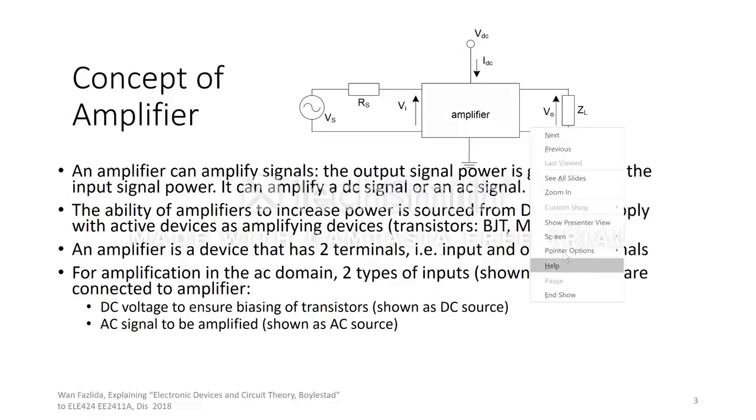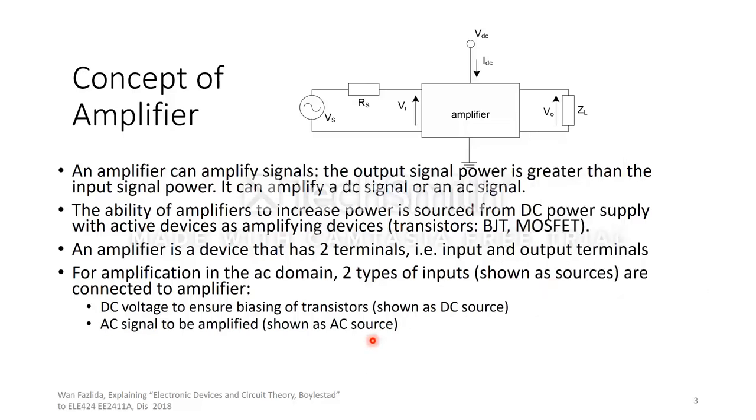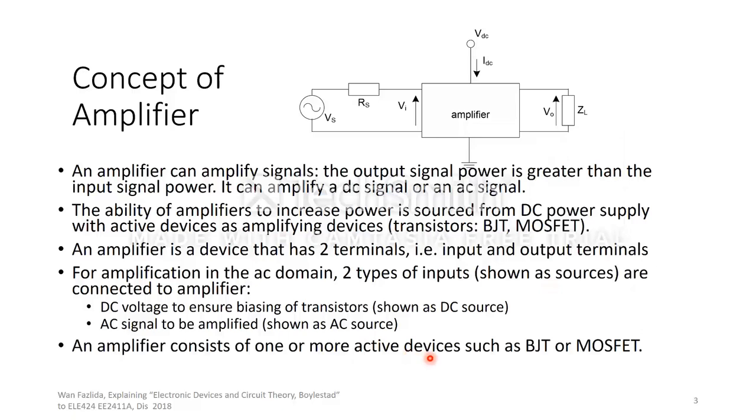All right. So an amplifier consists of one or more active devices. Okay, it can be one active device or it could be more in the circuit. And amplifiers are often described as two-port devices that would allow you to treat the device in a two-port system approach.